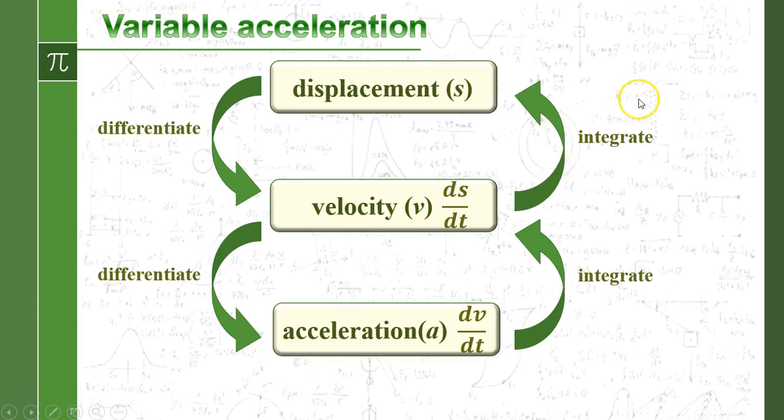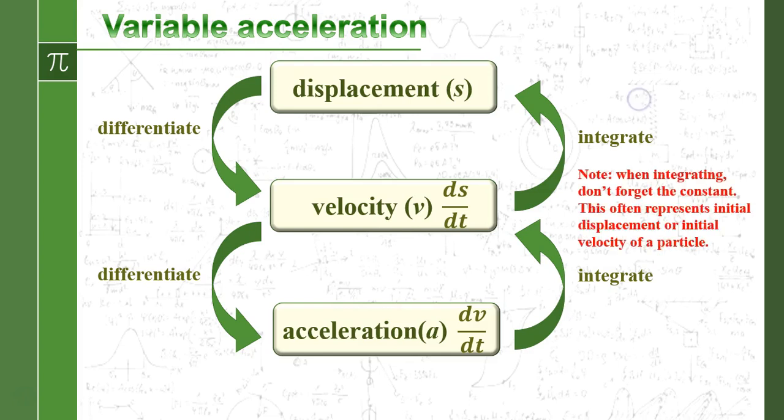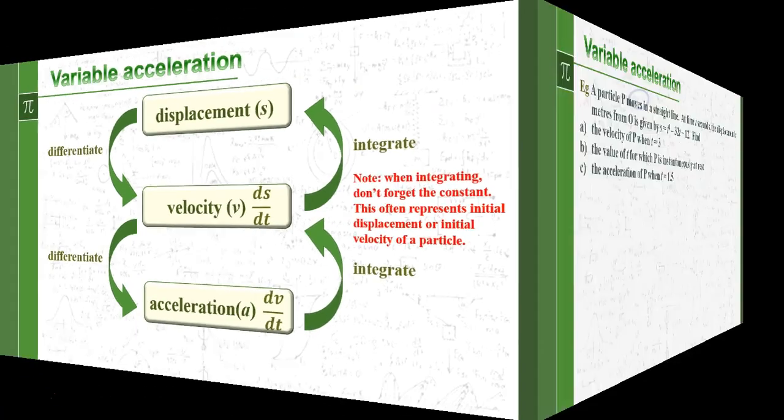And this graphic here is one that I always have in my head when I'm working with displacement, velocity, acceleration. Am I going up a rung, down a rung? Am I differentiating? Am I integrating? The final thing to mention, particularly on the integration side, is that when we're integrating, if you're doing an indefinite integral, you get a constant term. That constant term still exists, we can't forget about it, and often in these situations it represents an initial displacement or an initial velocity. We'll see that as we go through the next examples.